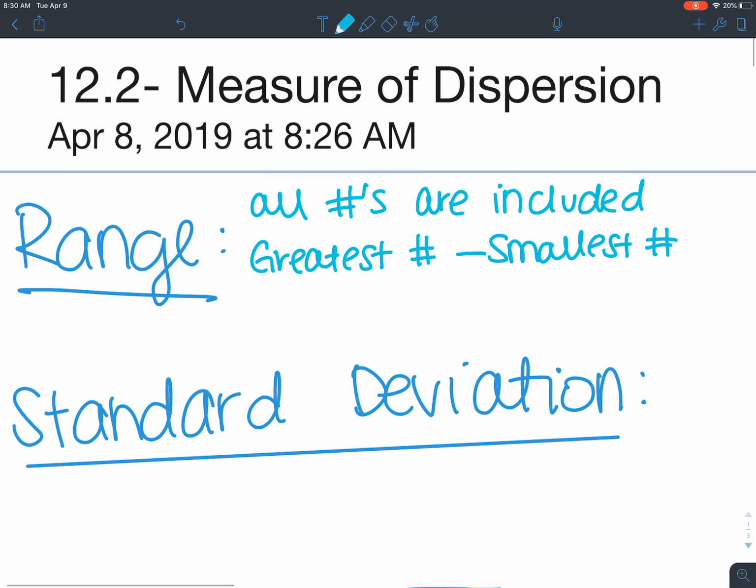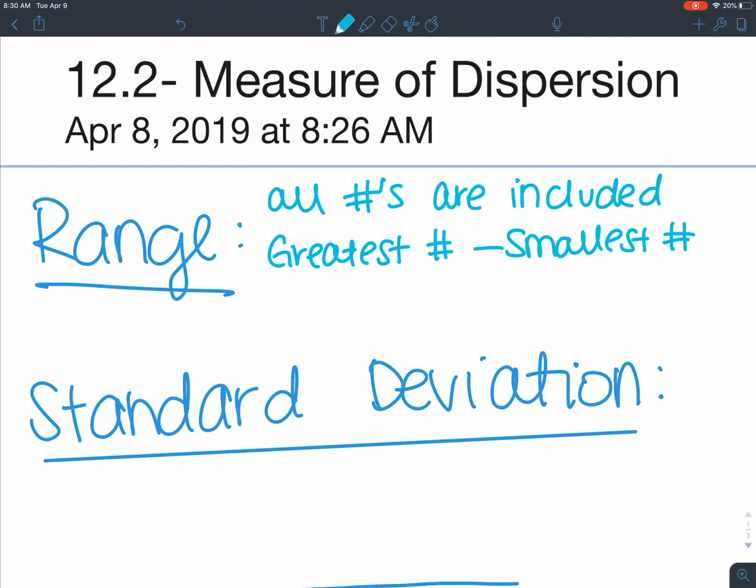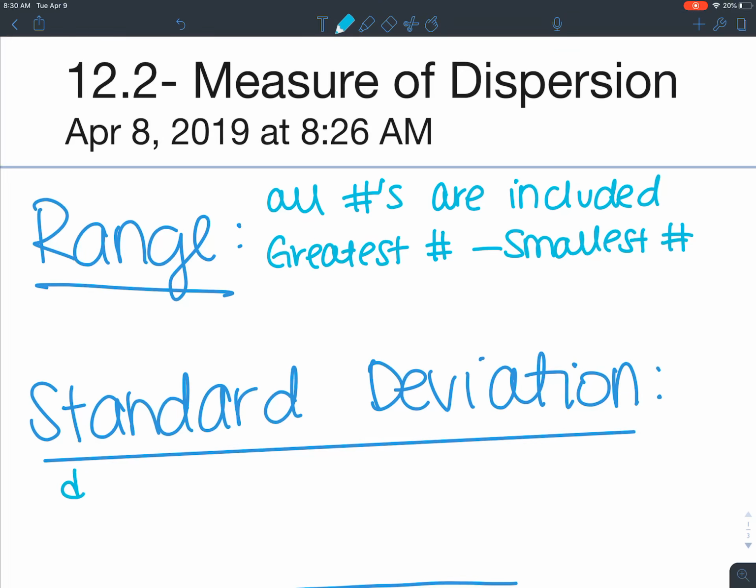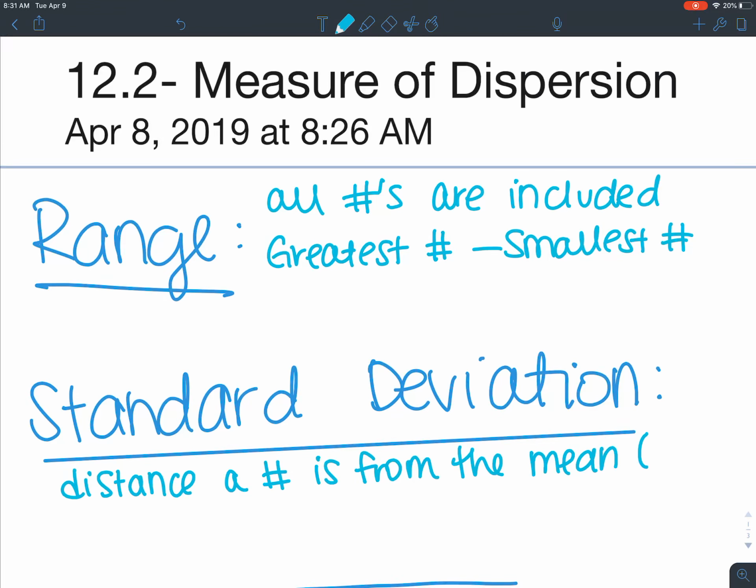Standard deviation is slightly more involved. It is basically the distance that a number is from the mean. And you're going to see us refer to the mean with a variable instead of the word. We're using an x with a bar over it, okay? And you would read that as x bar, okay? And we have a way of calculating the standard deviation, and then we're going to use that information to have almost like a smaller range to summarize the majority of the data.